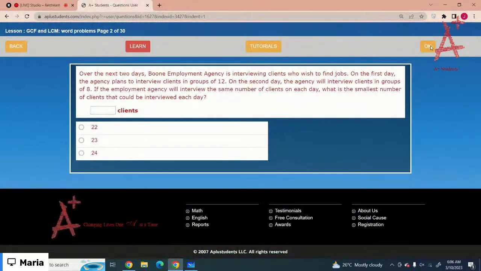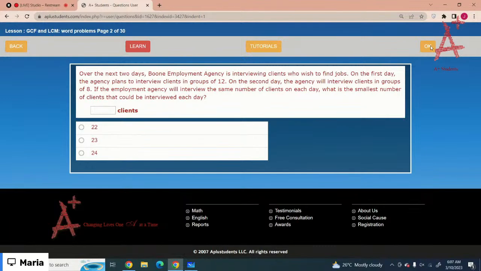Okay. The next one is over the next 2 days, Boone Employment Agency is interviewing clients who wish to find jobs. On the first day, the agency plans to interview clients in groups of 12. On the second day, the agency will interview clients in groups of 8. If the employment agency will interview the same number of clients on each day, what is the smallest number of clients that could be interviewed each day?